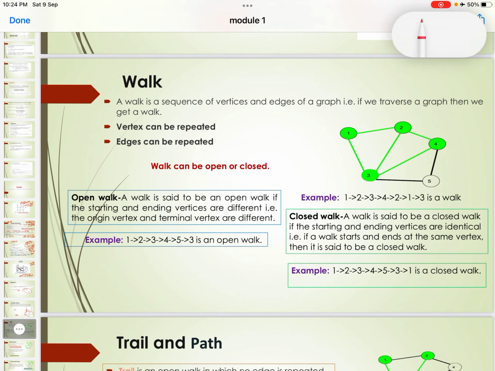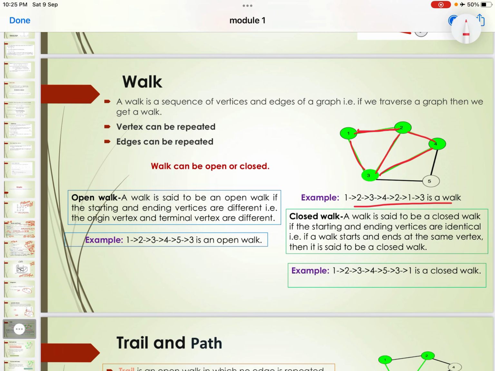Next, walk. A walk is a sequence of vertices and edges of a graph. That is, if we traverse a graph, then we get a walk. Vertex can be repeated, edges can be repeated. Walk can be open or closed. Open walk. So 1, 2, 3, 4, 2, 1, 3 is a walk.